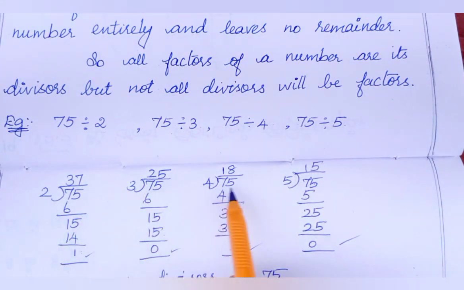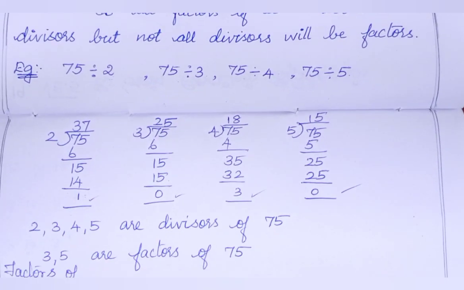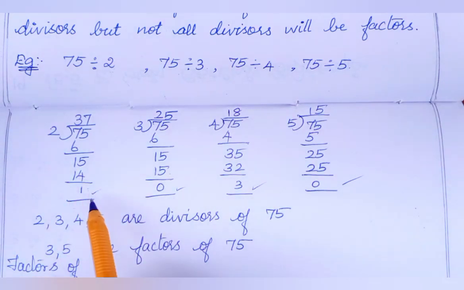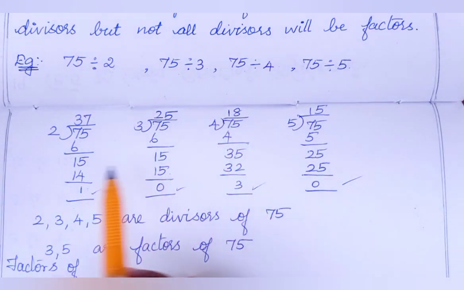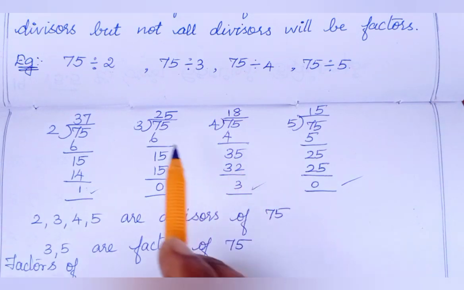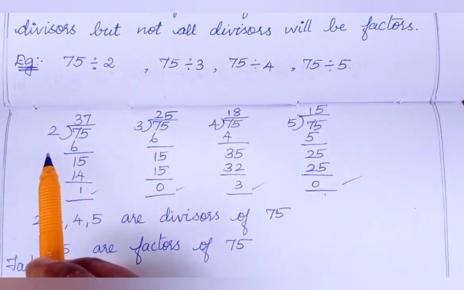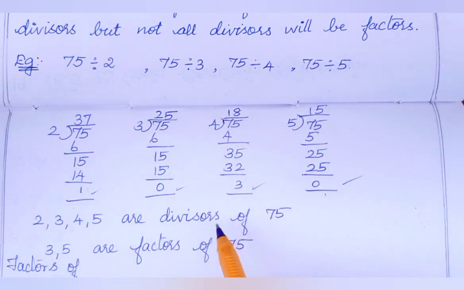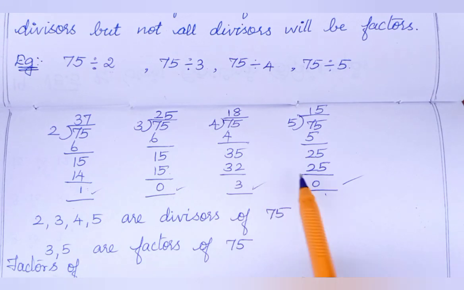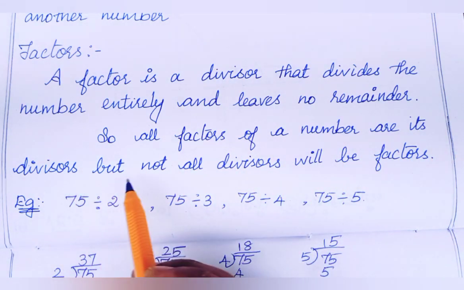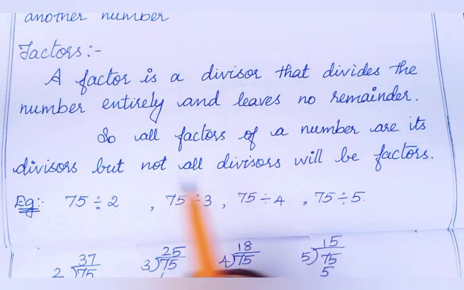Here, 2, 3, 4, 5 are called the divisors of 75 since they divide 75. But 2 gives a remainder 1 and 4 gives a remainder 3. So, these two can be called divisors, but 3 and 5 alone are called the factors of 75 since they alone leave a remainder 0. So, altogether 2, 3, 4 and 5 are the divisors of 75, but 3 and 5 alone are the factors of 75. From the example, we understand that all factors of a number are its divisors, but not all divisors will be the factors of the number.